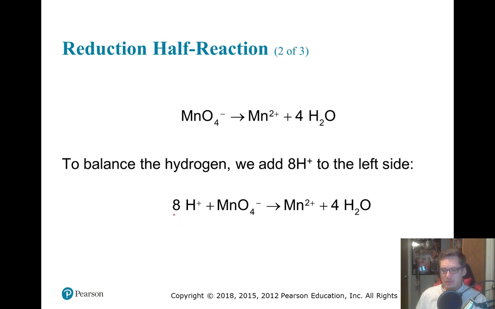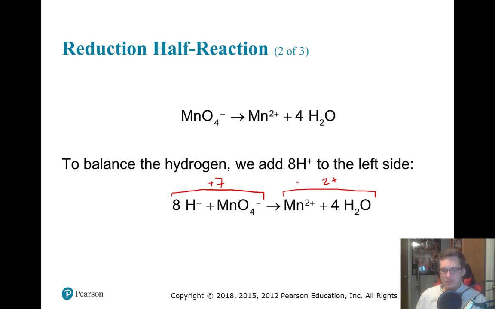So now we've got everything balanced except for our electrons. Let's take a break here and see if we can come up with what the charges are on each side. On the left-hand side, we have plus 8 and minus 1, so we got a plus 7 on this side. And on the right side, we've got a 2 plus. Now we can only balance it by adding electrons. This one's plus 7, the other plus 2, so there's a 5 difference. So we have to add 5 electrons.